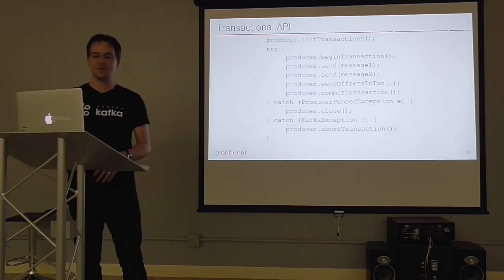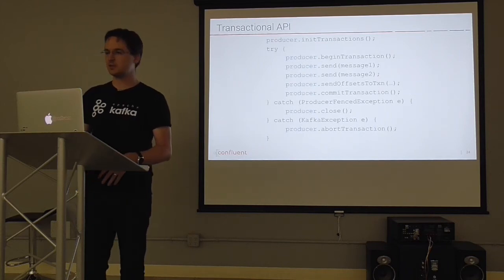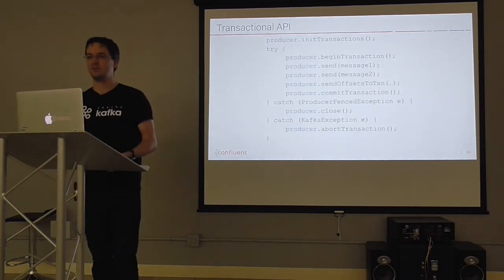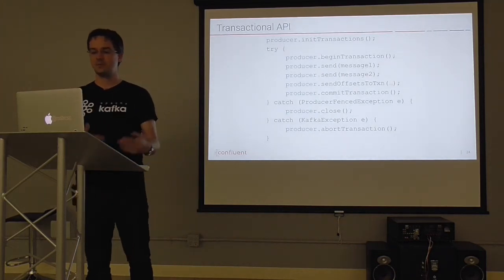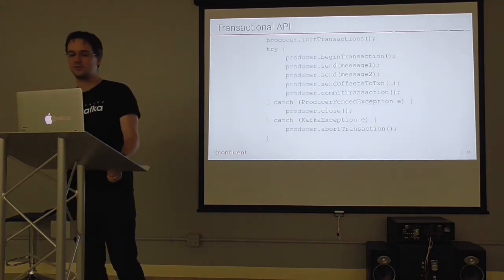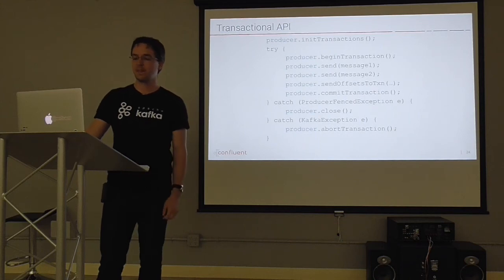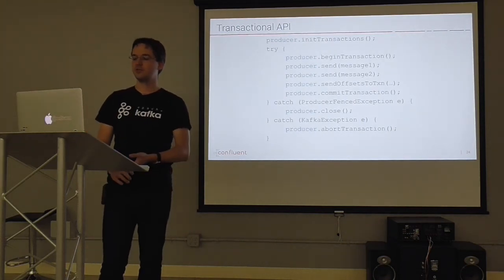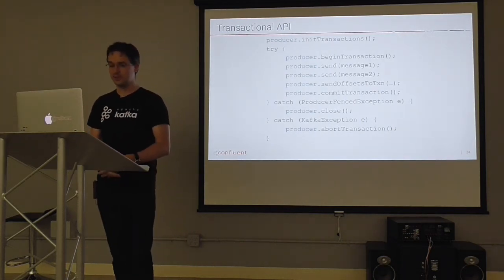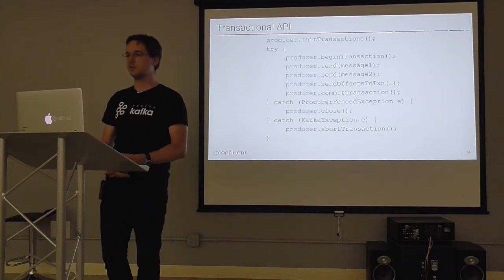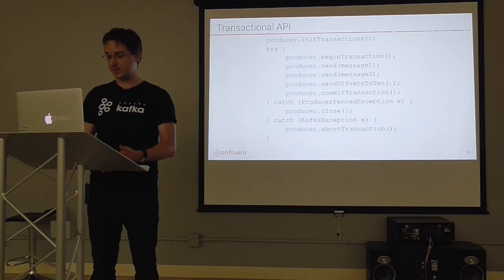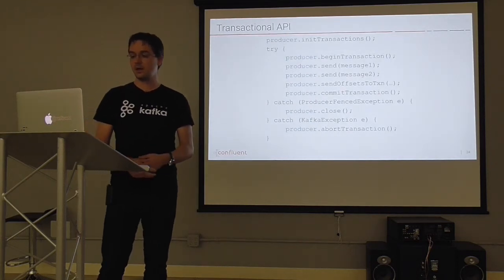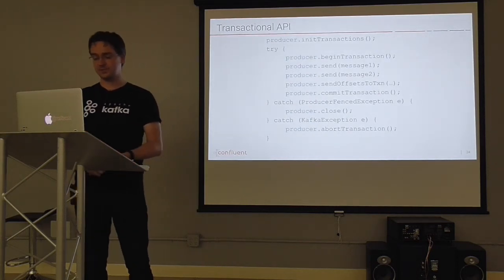Then we have the special API I mentioned already, send offsets to transaction. That is this commit API that you can use, where you can piggyback offsets of your input topics to your transaction. And then when you're happy and you want to commit, you just call commit transaction. And this will issue a two-phase commit on the broker side. And then the data is available. You can also abort a transaction.